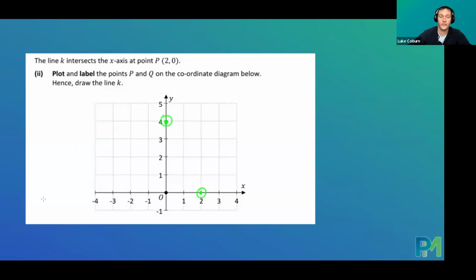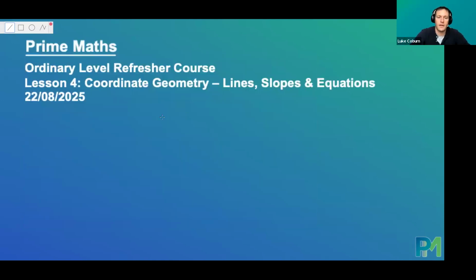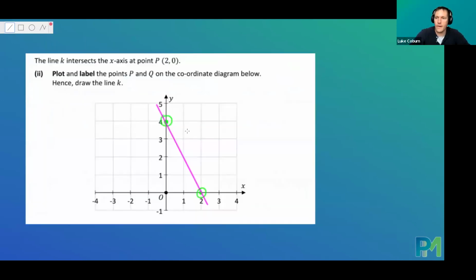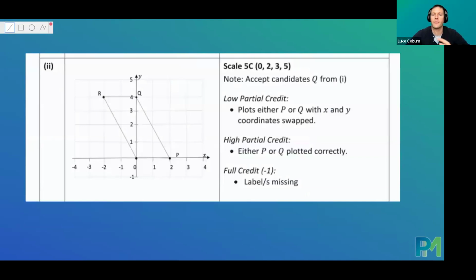Okay. And it says, hence draw the line K. So, let's just go ahead and do that. Okay. So we just do something like, no, that's not right. Something like that, right? Okay. Now there are obviously trickier types of examples, but I'm just sort of.